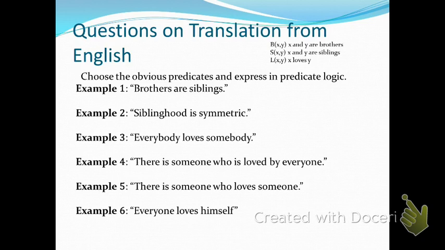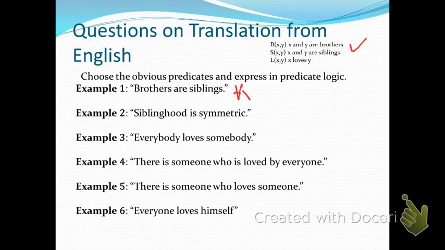Okay. Let's look at these examples and go through them. Okay? And so we're going to use, it says that we want to choose obvious predicates so that help us with the predicate logic. So we're going to choose these here. B of x, y: x and y are brothers. S of x, y: x and y are siblings. And L of x, y is x loves y. Okay? So brothers are siblings. Okay? So since we're talking about, let's just let our universe be all people.